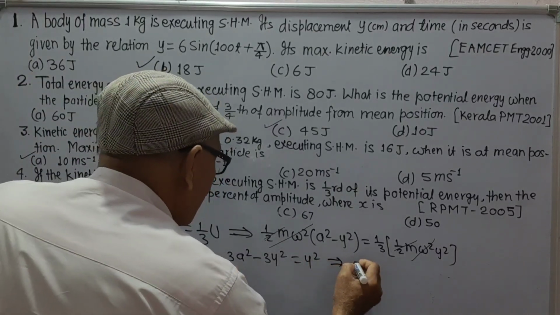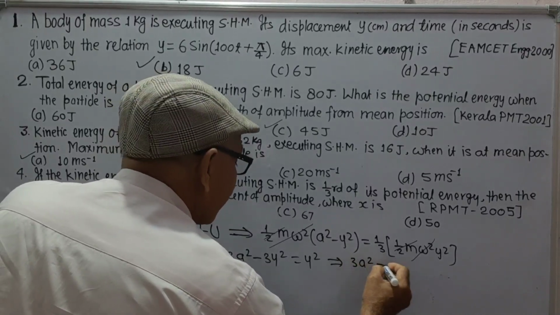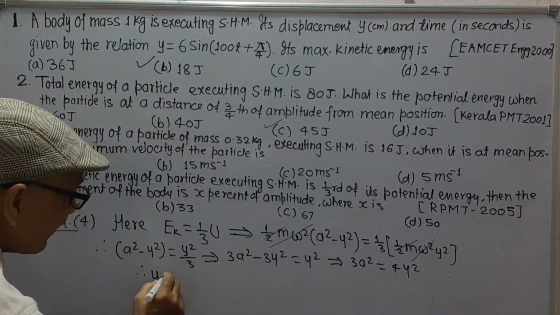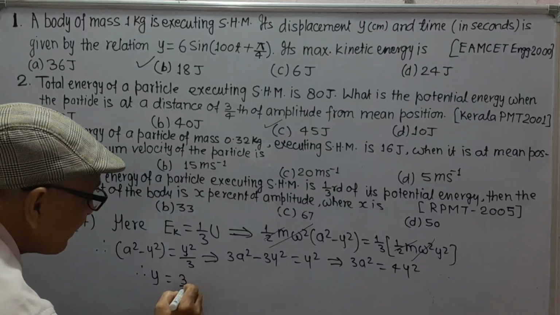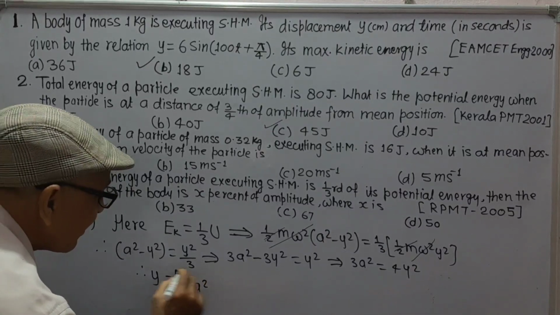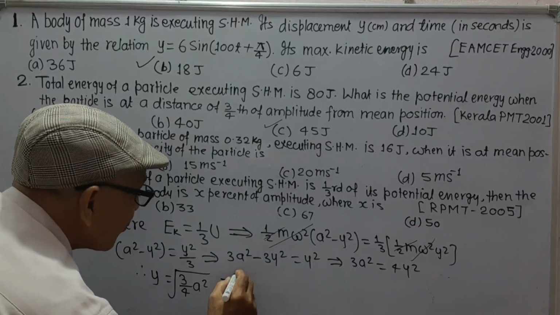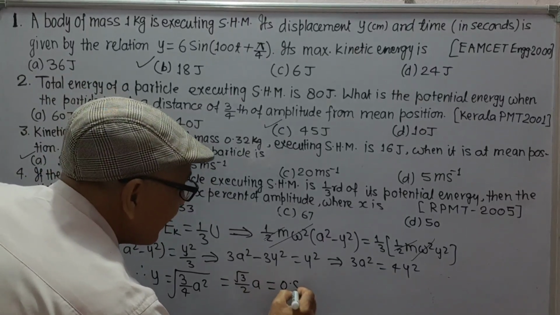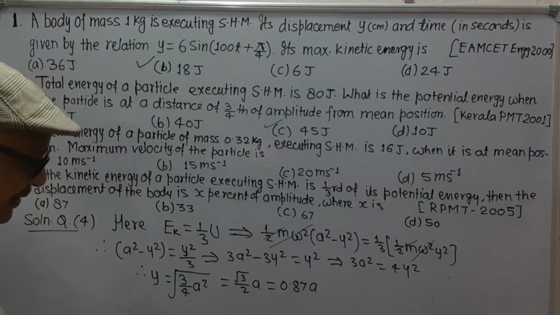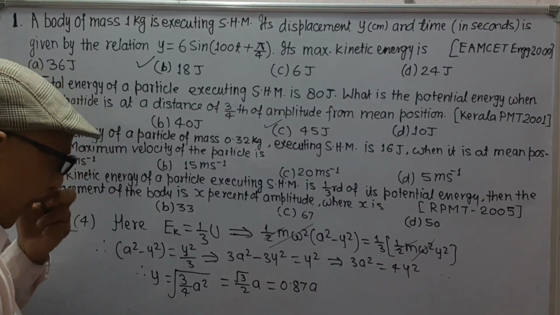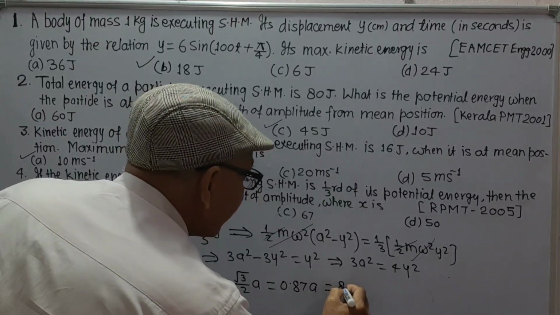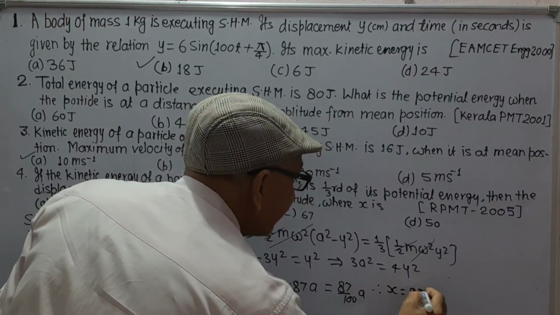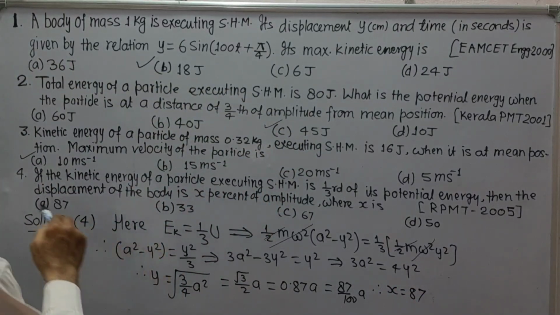That is 3A square is equal to 4 y square, or y will be equal to under root 3/4 A square, which is root 3/2 A. Root 3/2 is 0.87, so it is 0.87 A, which can be written as 87 upon 100 A. Therefore percentage x is 87. So the correct option will be A.